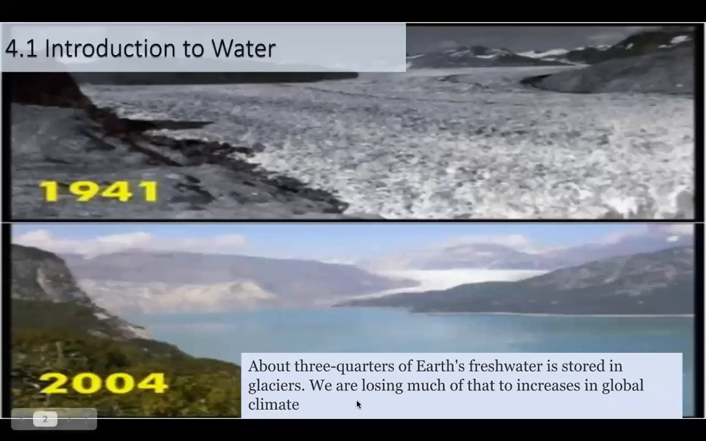So about 3/4 of Earth's fresh water is stored in glaciers, and a lot of those are being lost to global climate change. So here you can see in just over 60 years, the dramatic change in a glacier. I believe, I'm not exactly sure where this one is.